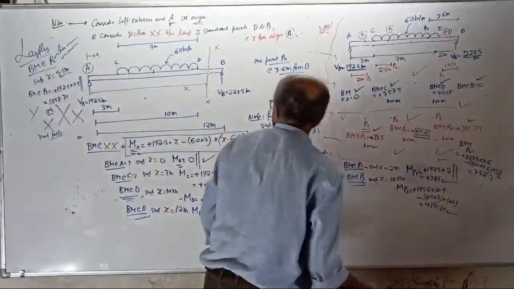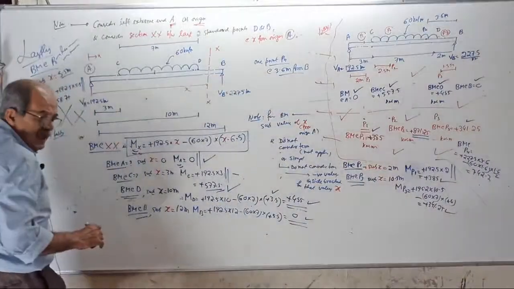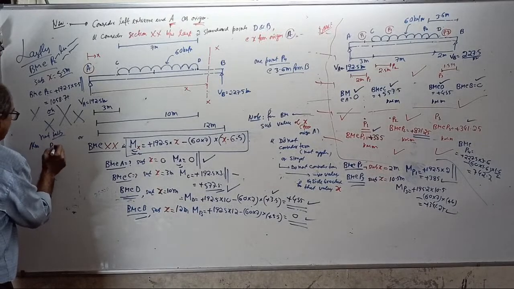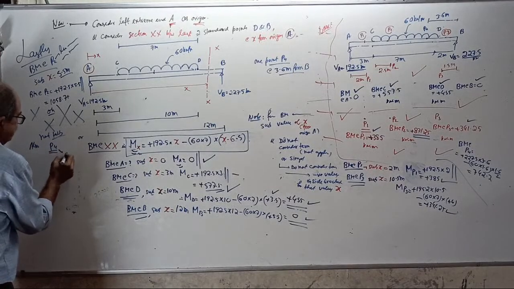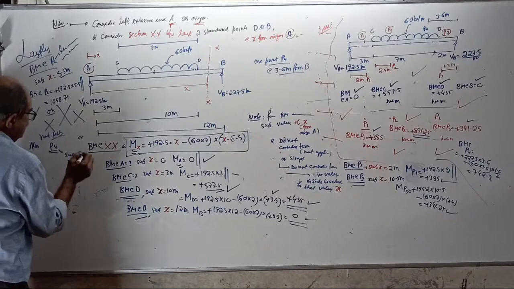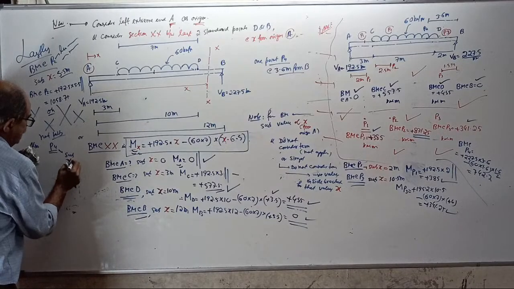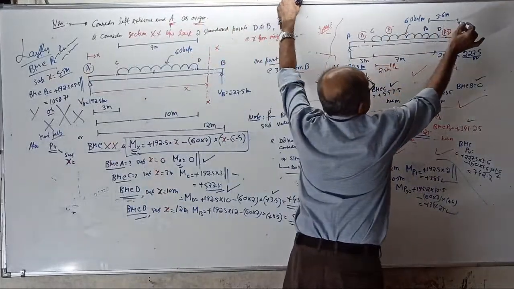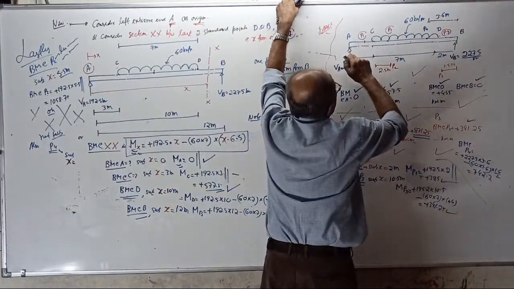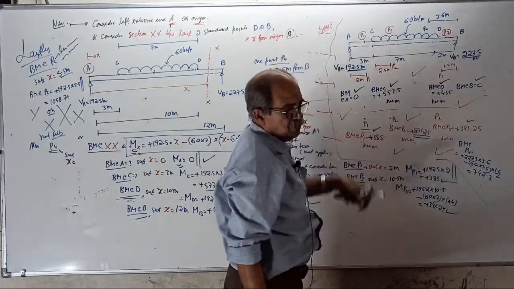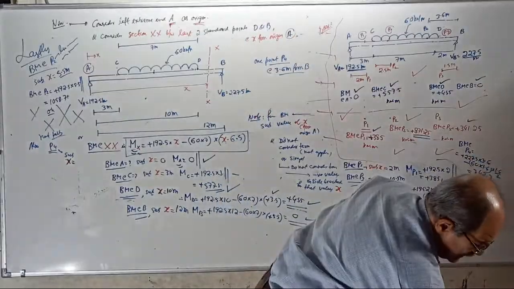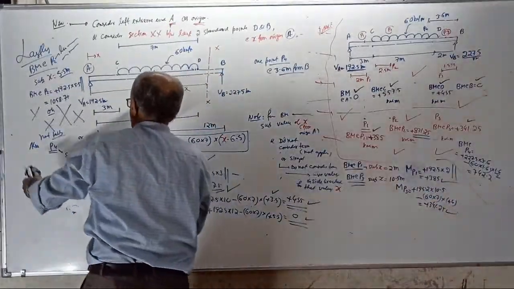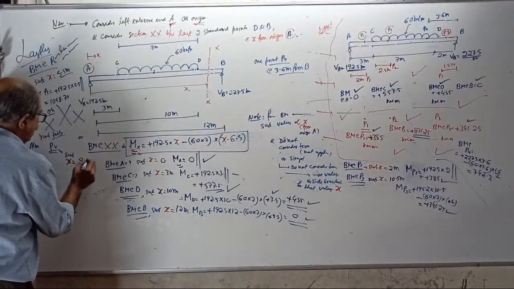Also, one more point, right? That extra point P4. Tell the answer. Substitute x equal to... Extra point P4. P4 is at 3.6 from here. How much x from A should I substitute? Over. Today's class over. 8.4 meter. Substitute x equal to 8.4 meter.